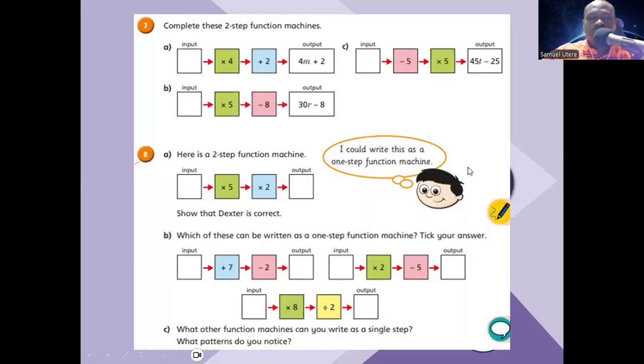Okay, have a go. Pause the video and answer questions 7 and 8. You can use 4 minutes to really think about this, to go through these questions. Now, assuming you have paused the video and you've thought about these questions, here are the answers. I'll discuss them.